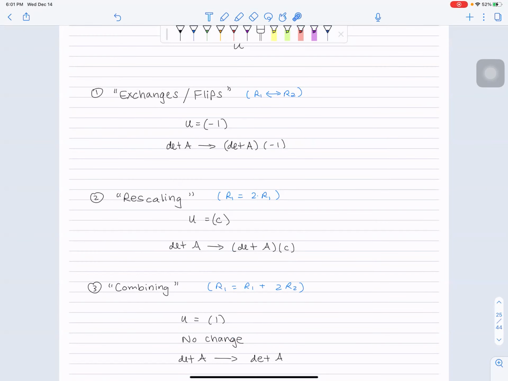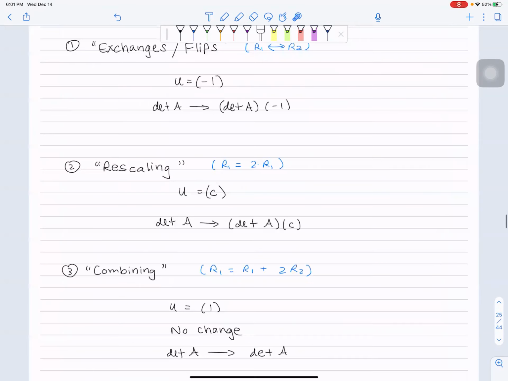Now, note that when you're doing combining, you want to make sure that... So here I have row 1. I'm going to do row 1 is row 1 plus 2 times row 2, for example. And this determinant has no change.